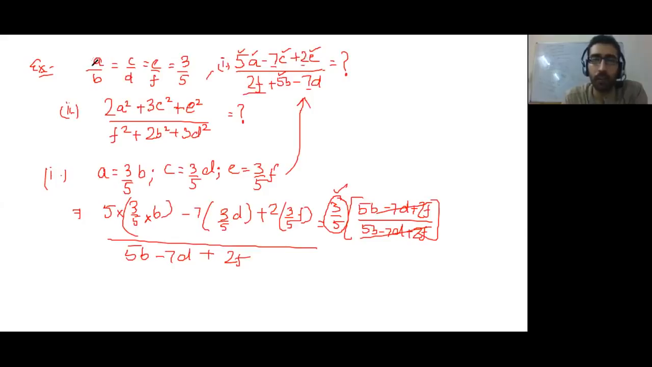And we are, of course, comparing A is to B, and C is to D, and E is to F, equal to 3 by 5. Then in all such cases, in question part 1, the answer will finally be 3 by 5. Even if I were to replace 5A and 5B with, I don't know, 10A and 10B. So if the numerator were 10A and in the denominator instead of 5B it were 10B, you would still have got 3 by 5. It wouldn't have made any difference.